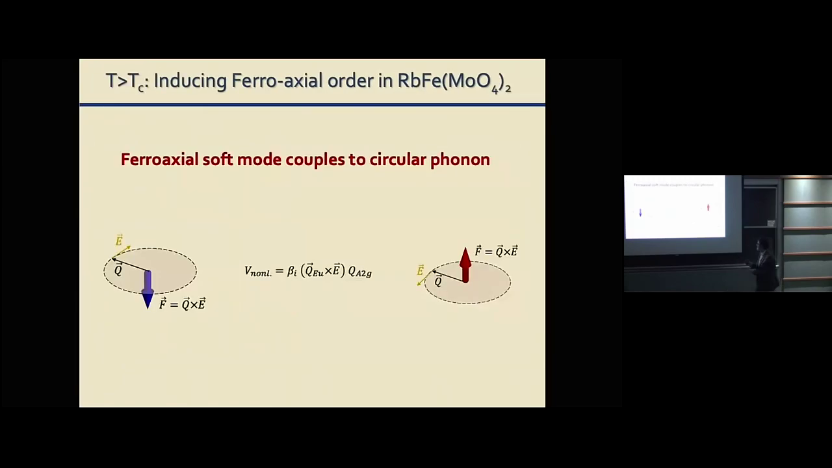So this is a better presentation of this, and this can be done by pumping an Eu mode, an odd doubly degenerate mode, which is being driven in circles by using circularly polarized light, which will couple to this A2g mode, which generates this ferroaxial polarization. So we want to use circularly polarized light to displace the ferroaxial polarization.